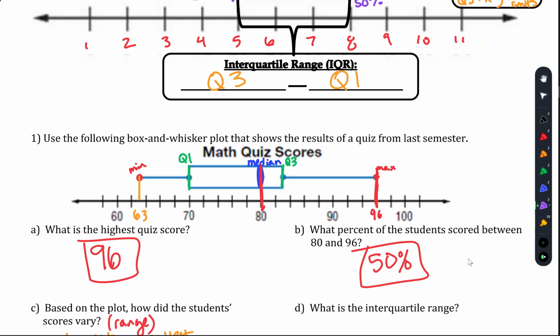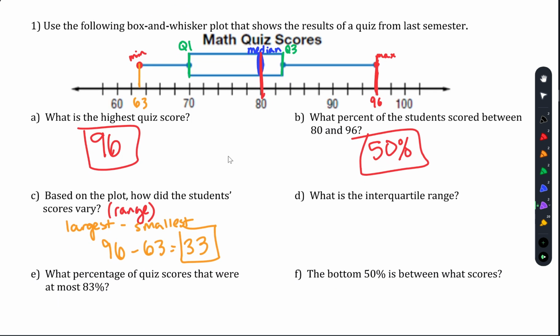Interquartile range, that's one of our vocab words. The interquartile range, we take quartile 3 minus quartile 1. So let's figure out what those numbers are. Quartile 3 looks like it's about 83 over here, I would say. Quartile 1 is 70. So the IQR is 83 minus 70.